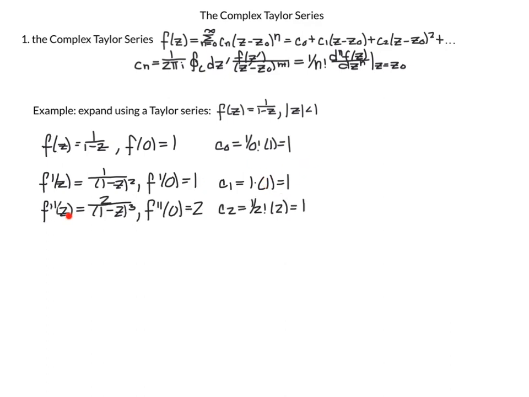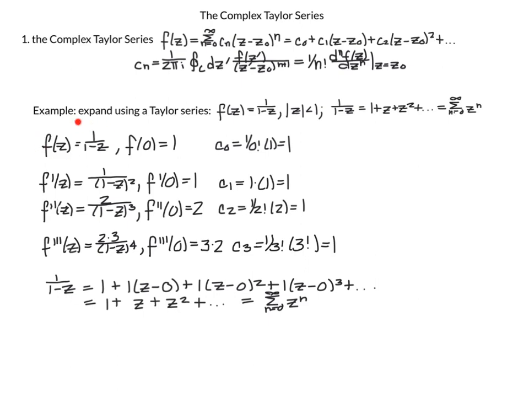F double prime is a little more interesting. We have 2 over 1 minus z cubed, and then evaluated at 0, this is equal to 2. So c2 over here is 1 over 2 factorial times our f double prime at 0, which is 2, so we get 1 again. And as you might have started to guess, when you do the triple prime, this is what you get, 2 times 3, and I could have rearranged this as 3 times 2, so it looks like a factorial going on top, 1 minus z to the 4th, so f triple prime at 0 is 3 times 2, so c3 is 1 over 3 factorial times 3 factorial, which gives us the 1.